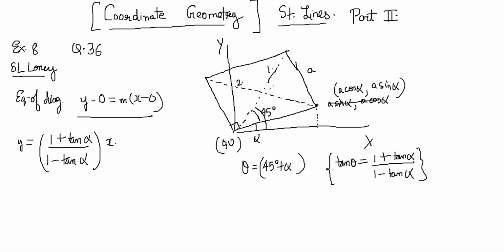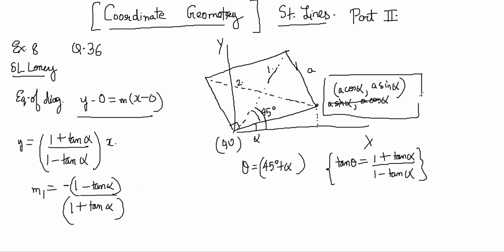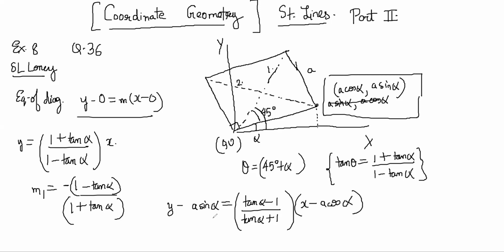Now the equation of the other line. Diagonals of a square are perpendicular to each other, right? So the slope of the other line is minus 1 by the slope of this line. Makes sense? So the slope of the other line is definitely going to be minus of 1 minus tan alpha by 1 plus tan alpha, right? And we also know that the other line passes through this point, a cos alpha, a sin alpha. So the equation of the other line will be y minus a sin alpha is equal to m, which is tan alpha minus 1 by tan alpha plus 1, multiplied by x minus a cos alpha, right? This is line 2.